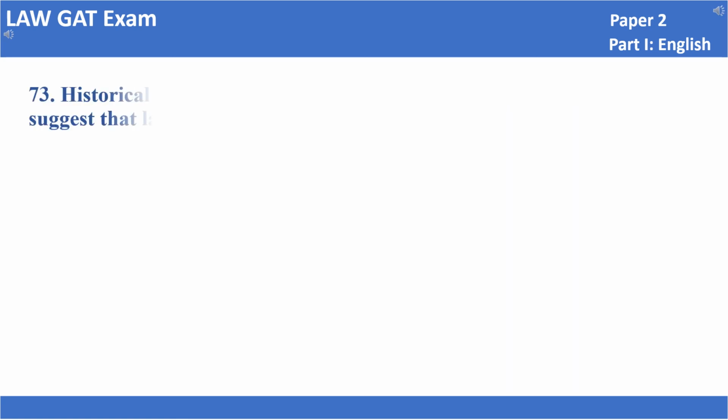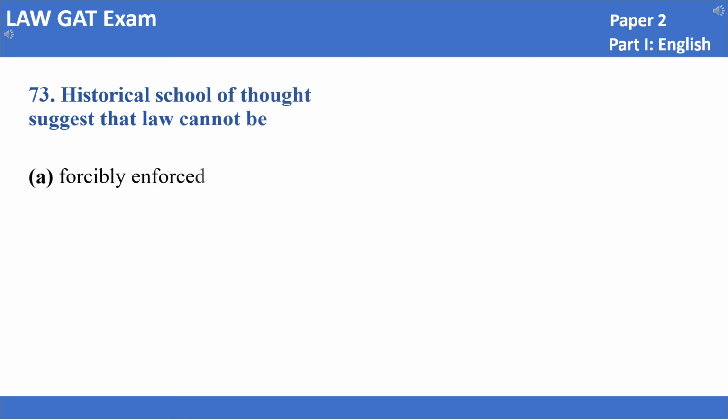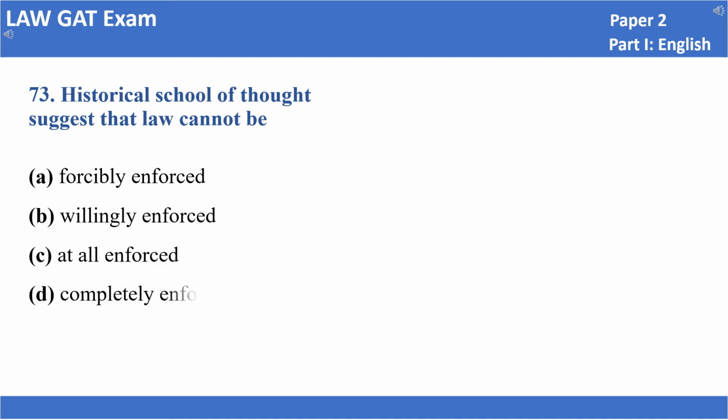Historical school of thought suggests that law cannot be option A, forcibly enforced. Option B, willingly enforced. Option C, at all enforced. Or is it option D, completely enforced? The correct answer is option A, forcibly enforced.